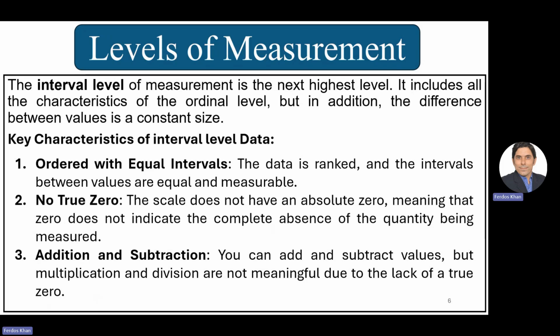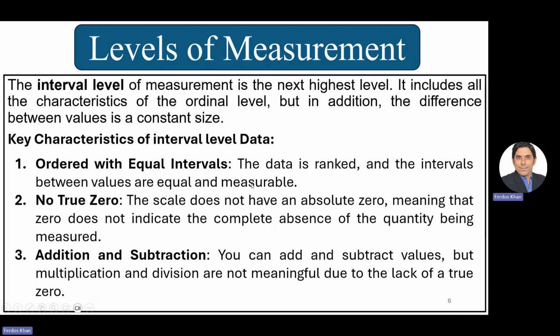It includes all the characteristics of the ordinal level data, but in addition, the difference between values is a constant size. So this is a plus point. That's why this is the next higher level data. Key characteristics include order with equal intervals. The data is ranked and the intervals between values are equal and measurable.